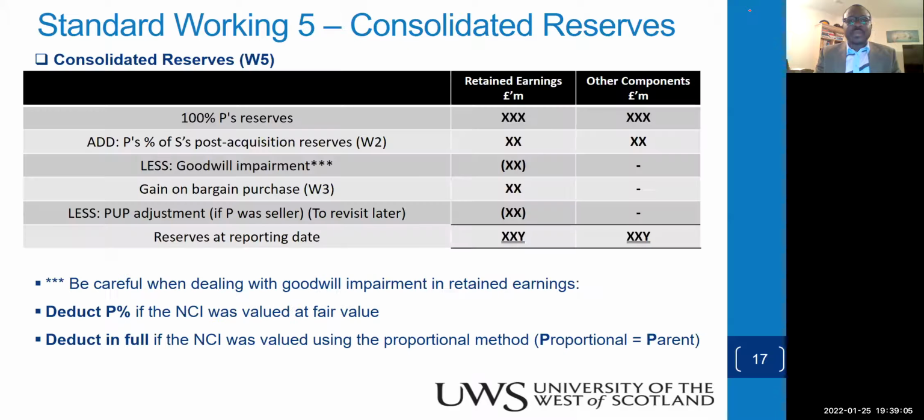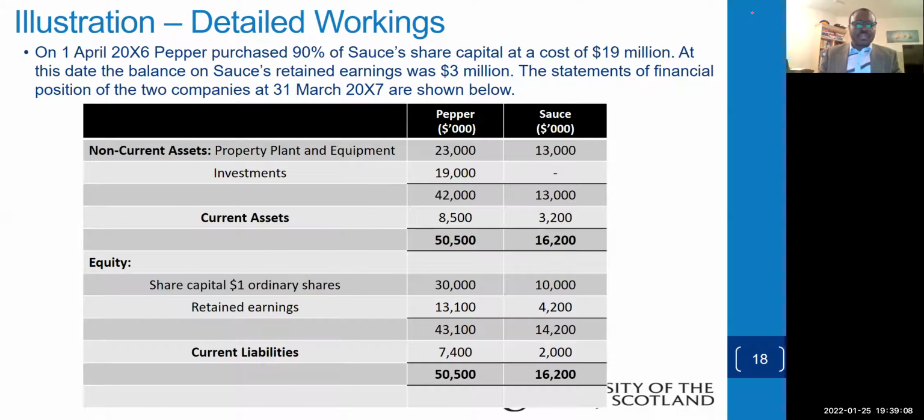So let's take the question once again. On 1st April 2016, Pepper purchased 90%, which tells us that our NCI component is 10%, all things being equal, of Source's share capital. This is the purchase consideration that they paid. This question makes life so easy because it has given us what we paid for. Straightforward.